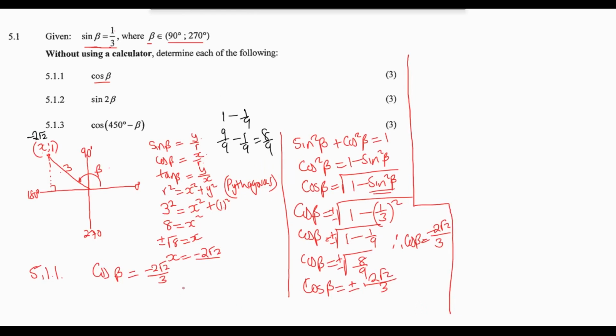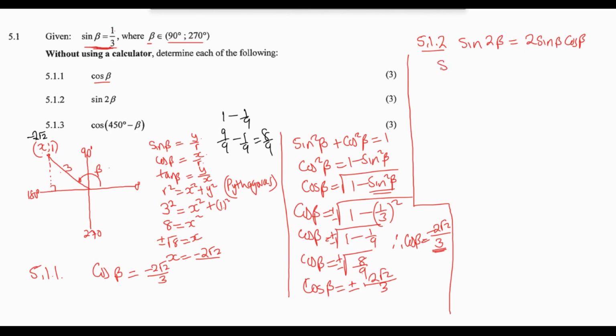And then let's do question 512. 512 is easy. We're looking for sine 2 beta. And then this is equal to, according to our double angle formula, 2 sine beta cos beta. Okay. And then we managed to find our cos beta. Okay, we have our sine beta.